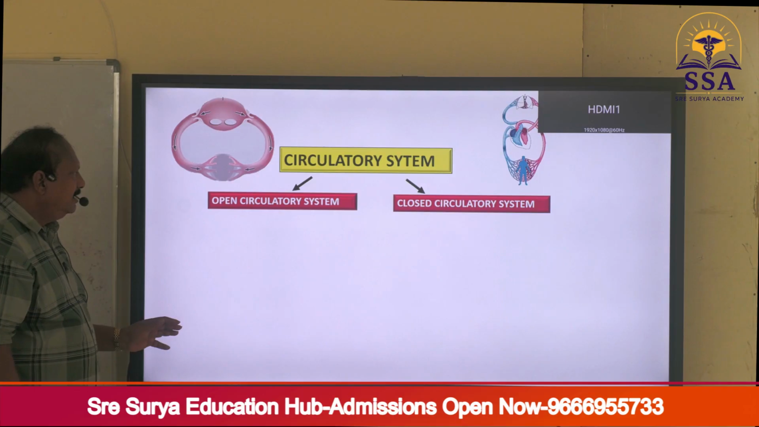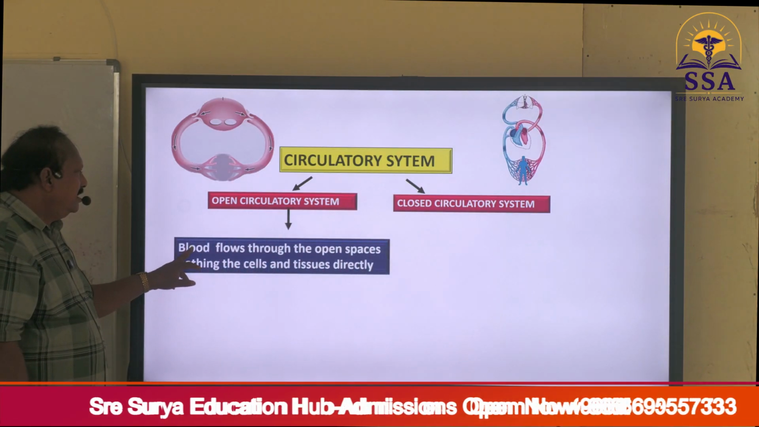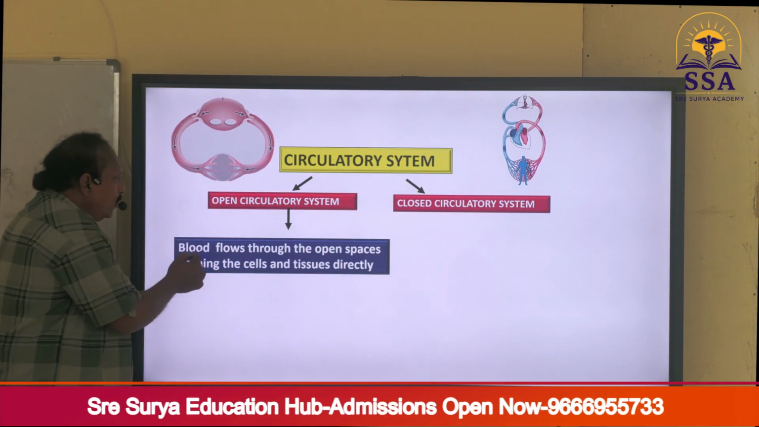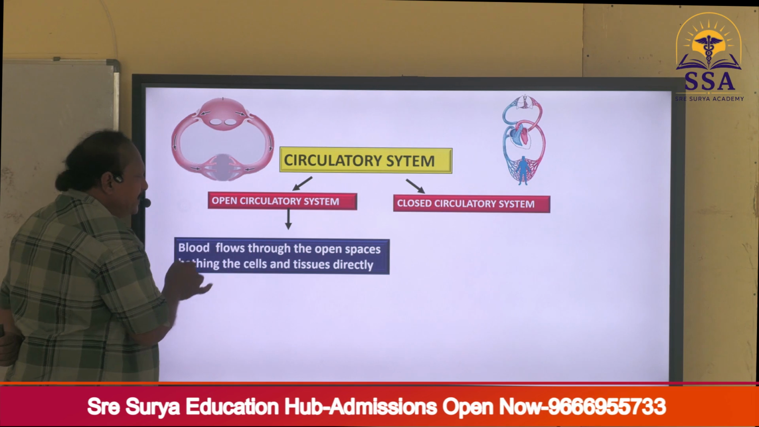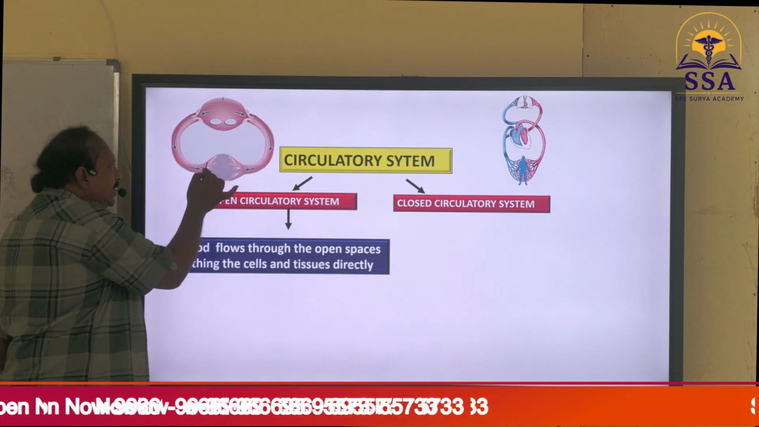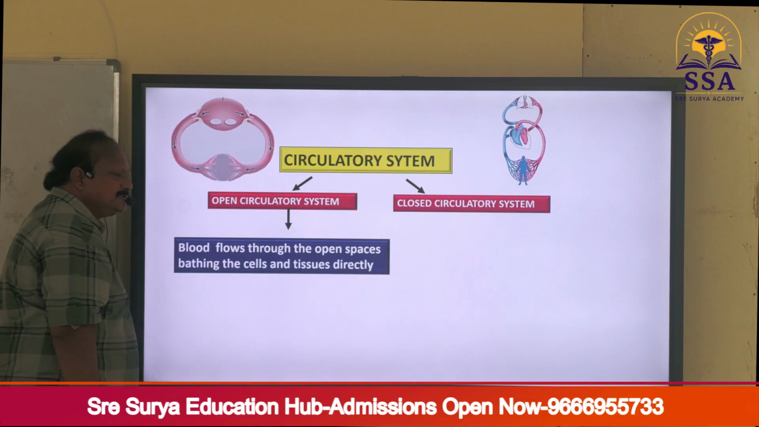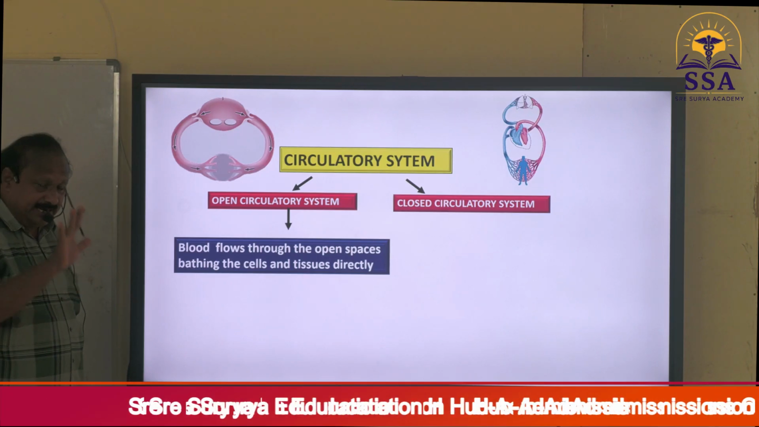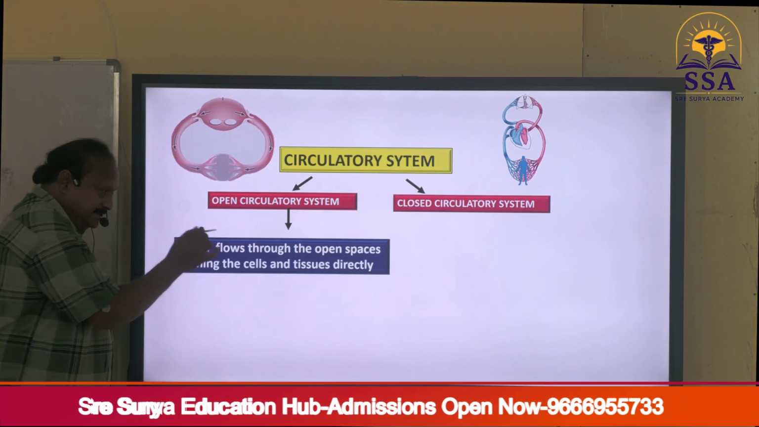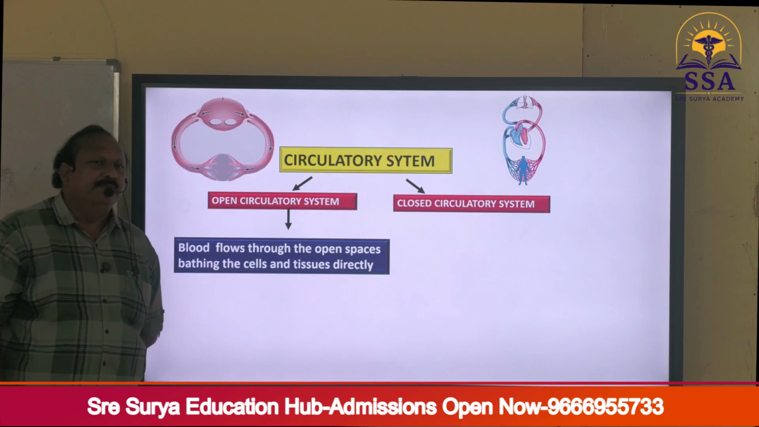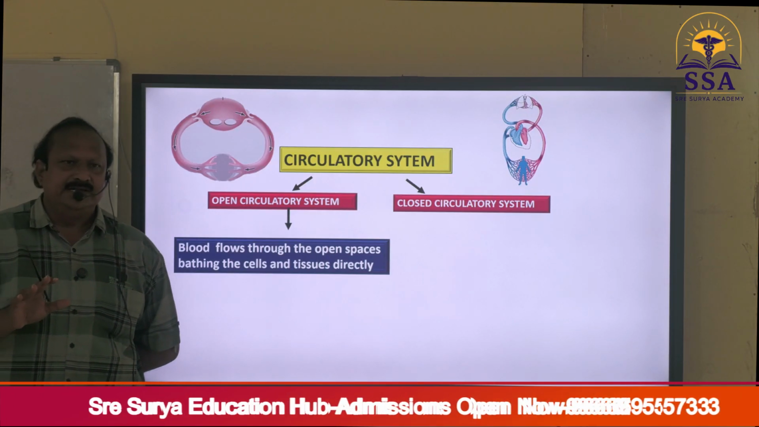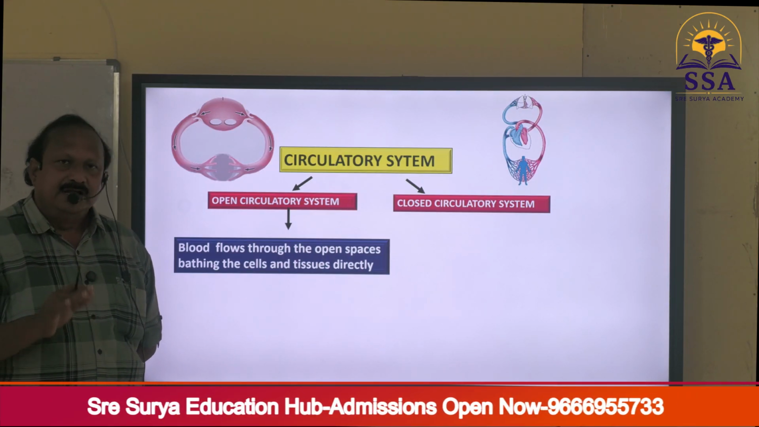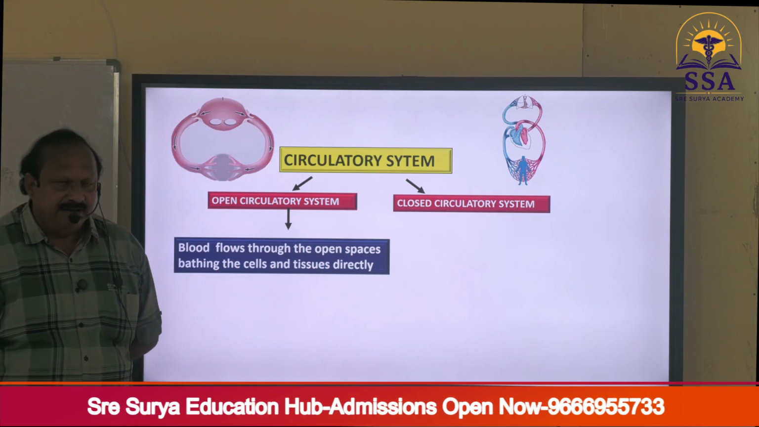Now, let me say the points. Look at the board. Blood flows through the open space. I have already told you that this is the open space called sinus. Bathing means touching. Blood directly touches with the cells and tissues. That is the most important part. In the open circulatory system, blood directly touches with the cells and tissues. This is called open type.